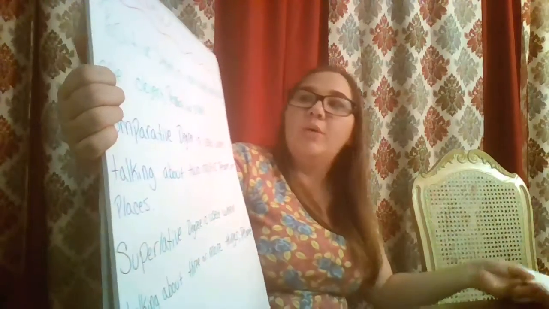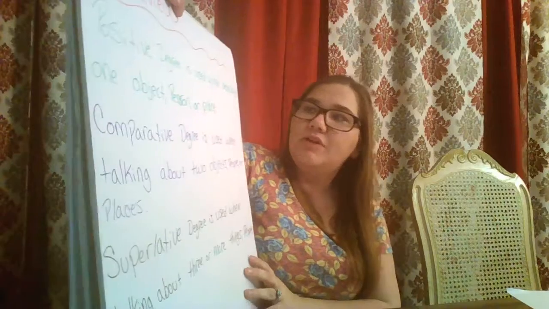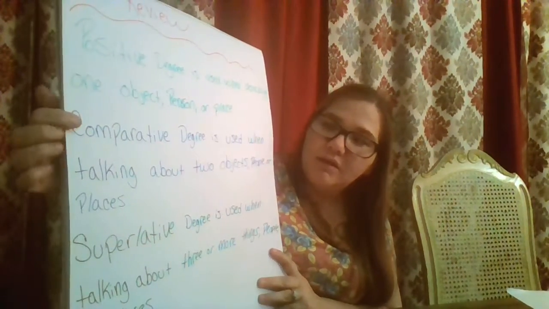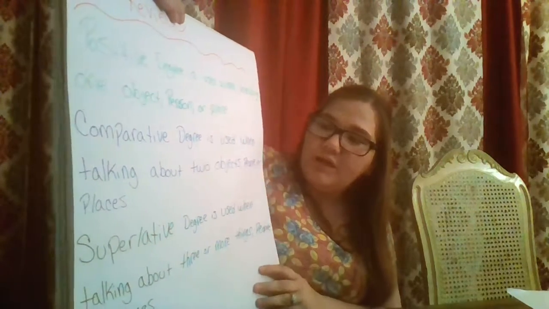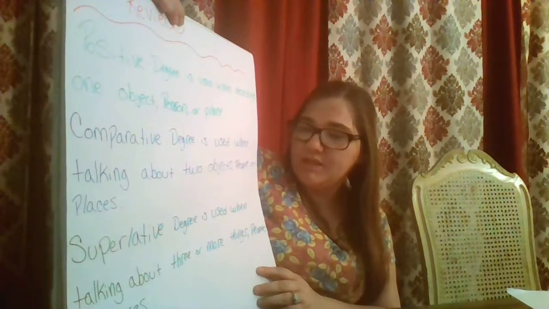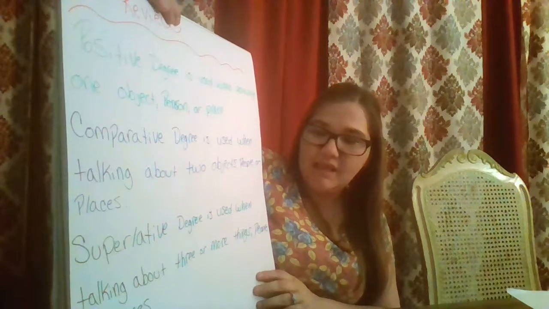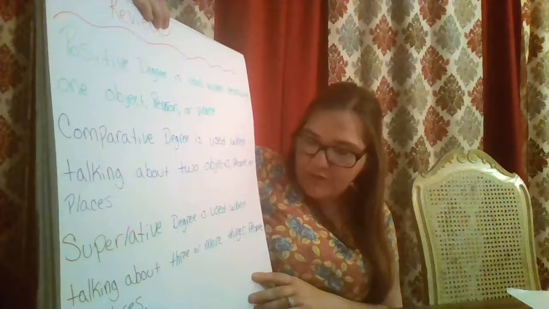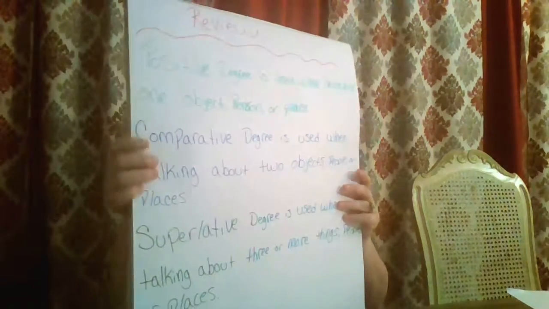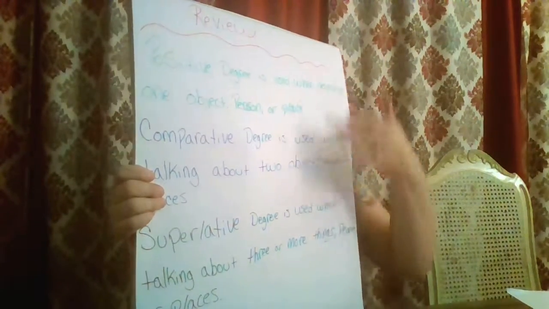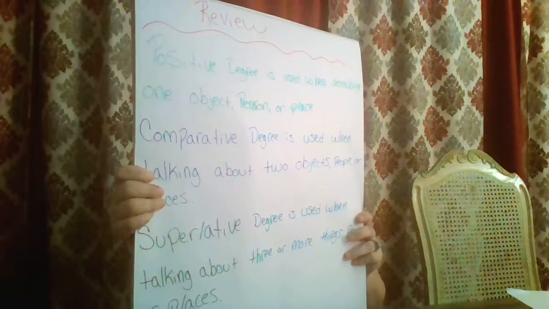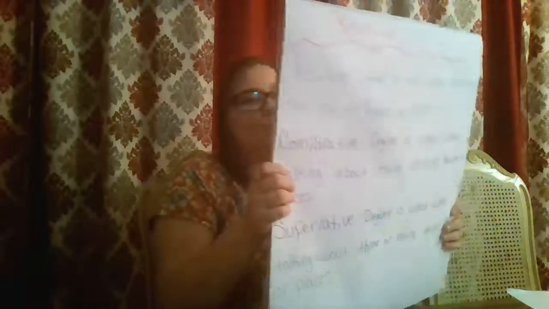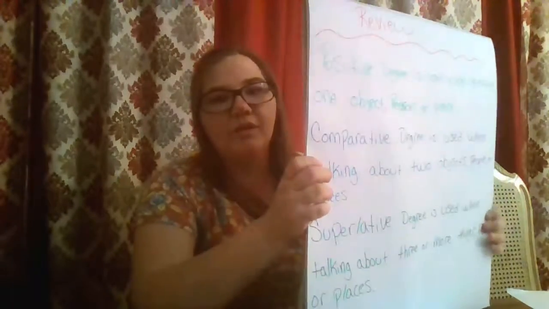And then we're just going to do a quick review. Positive degree is used when describing one object, person, or place. The comparative degree is used when talking about 2 objects, people, or places. The superlative degree is used when talking about 3 or more things, people, or places. Do you have any questions about any of these forms of adjectives? No. Okay. Thank you.